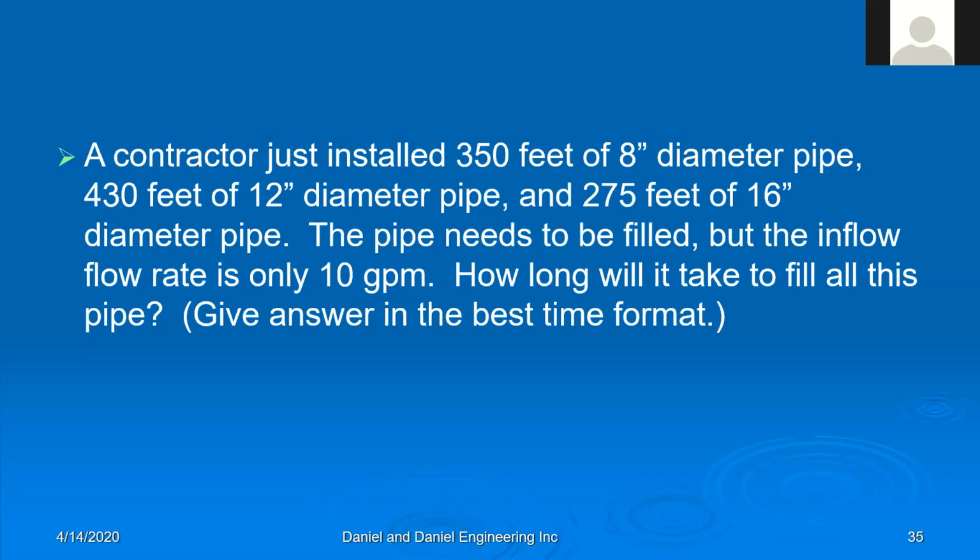A contractor just installed 350 feet of 8-inch diameter pipe. He also installed 430 feet of 12-inch diameter pipe. And he also did 275 feet of 6-inch diameter pipe. And these pipes need to be filled, but the flow rate is only 10 gallons a minute. How long would it take to fill all this pipe? And give your answer in the best time format.